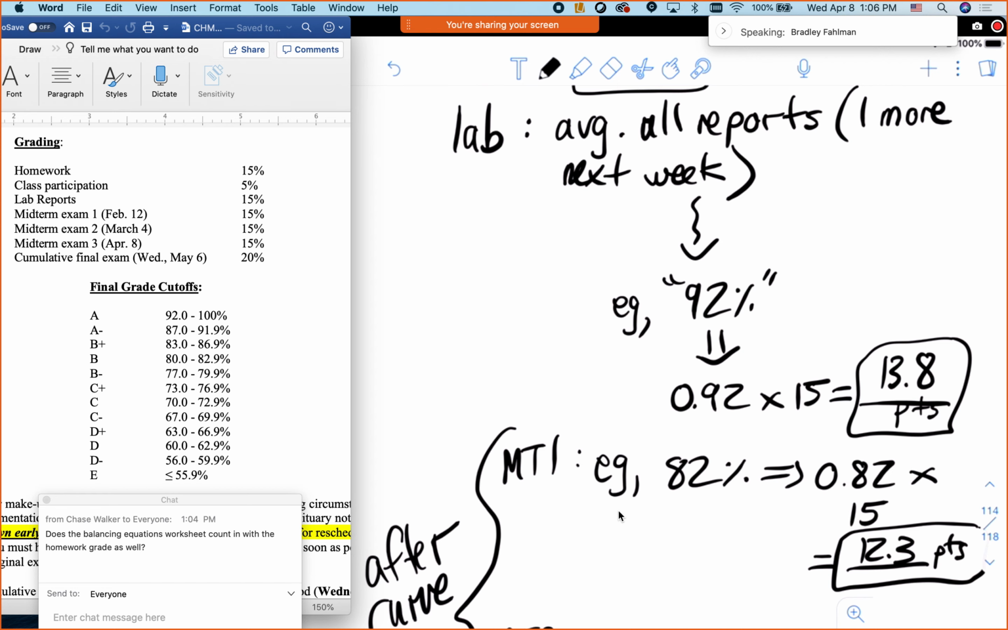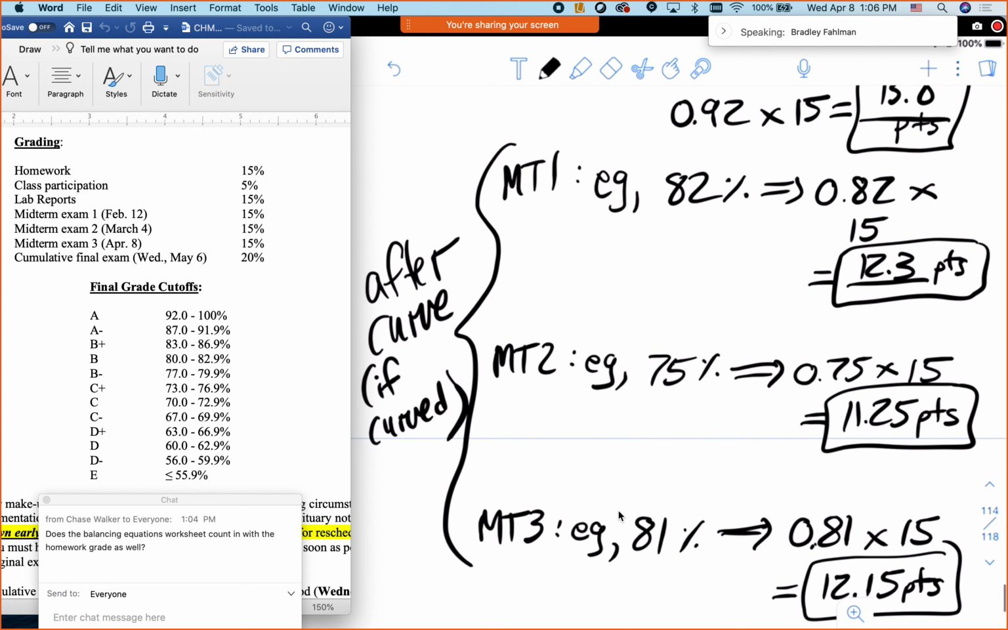And then each of your midterms, it's after the curve. I don't think I curved all of the exams because the averages are pretty good, but this last one for sure had a hefty curve. So it's your percentage after the curve, for all of these, if there is a curve. Each of them is worth 15 points again, so it's 0.82 if you got 82%. And you get so many points for these.